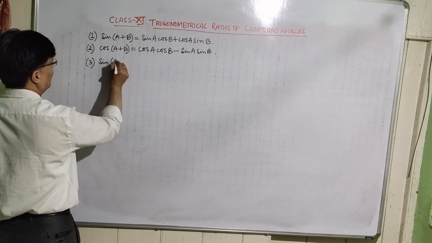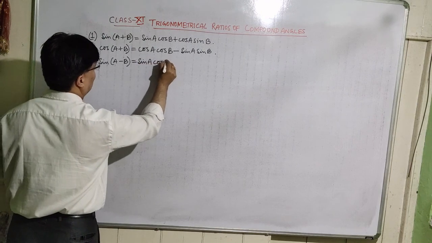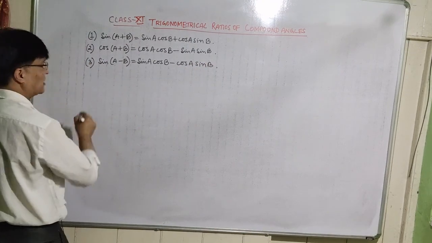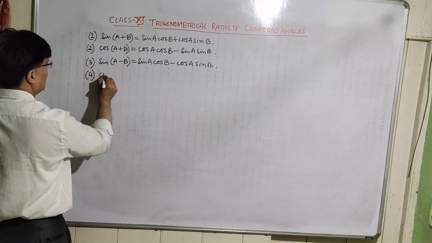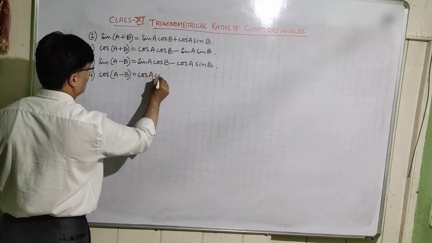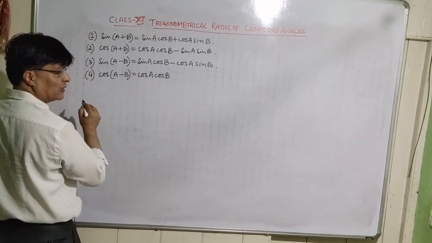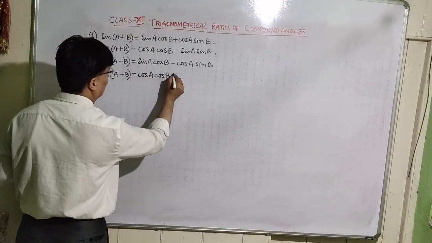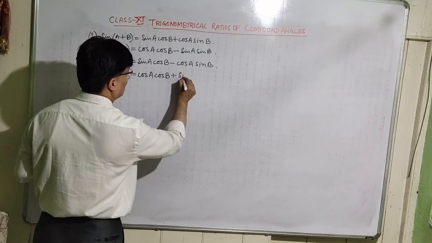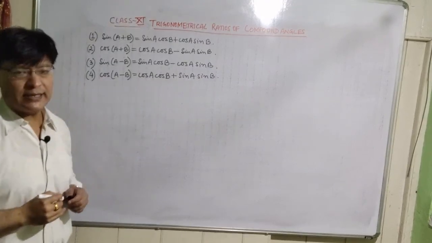Next, number three. Sine of A minus B is equal to sine A cos B minus cos A sine B. Then number four is cos of A minus B, which is equal to cos A cos B. In sine of A minus B there will be a minus sign, but in cos of A minus B there will be plus. Is that clear? So cos of A minus B is cos A cos B plus sine A sine B.